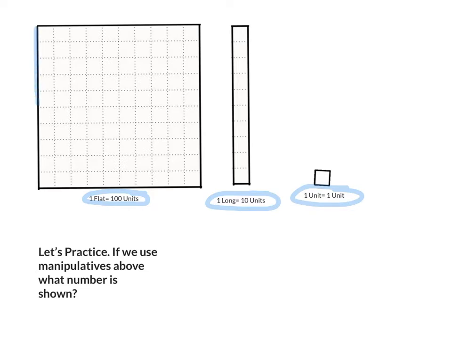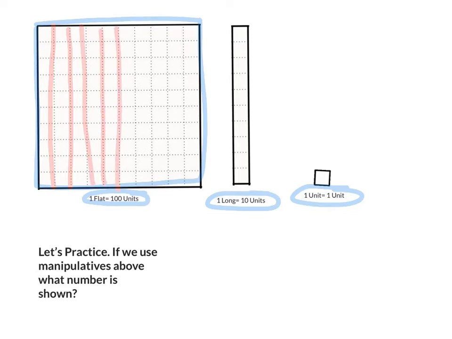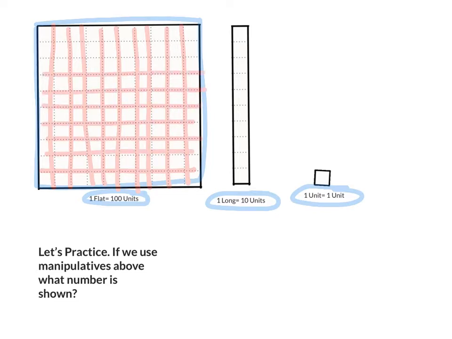If we highlight the flat here, knowing that it has 100 units, we can also notice that if we do these lines here, there are 10 longs in here. So that'd be 10 groups of 10, equaling 100. If we do the lines the other way, pretend that they're all the same size, we are just making 100 of the single units.